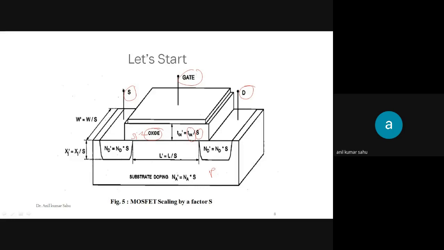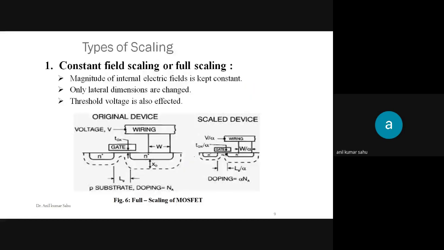Similarly, for the channel length, we have to divide the original channel length by the factor of S. Somewhere it is multiplied, somewhere it is divided, you can see now it is multiplied. So these are the parameters through which we can scale our MOSFET device. It may be NMOS or it may be PMOS. I hope this is clear to you.